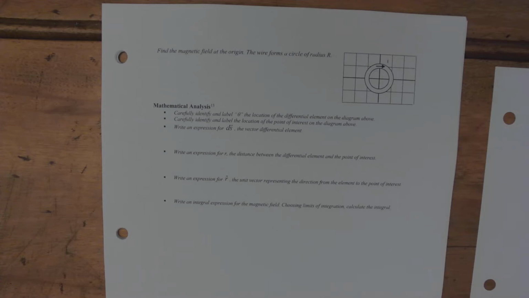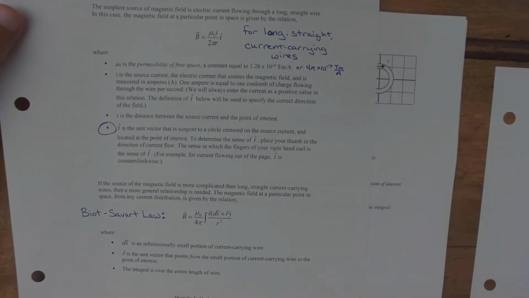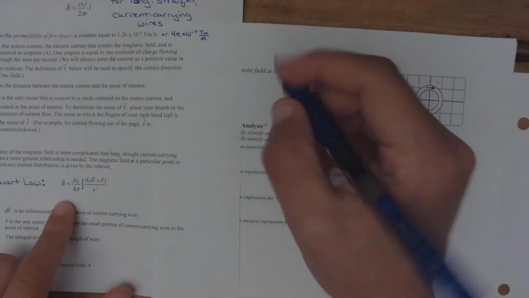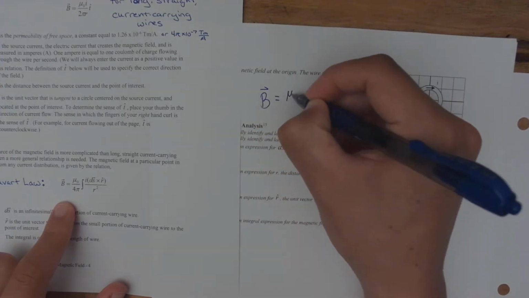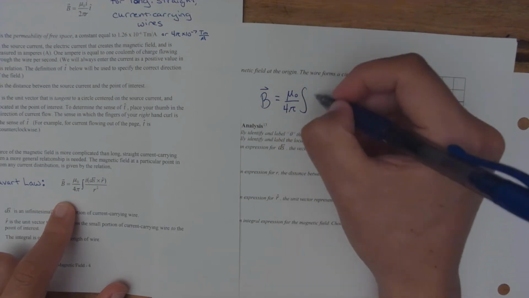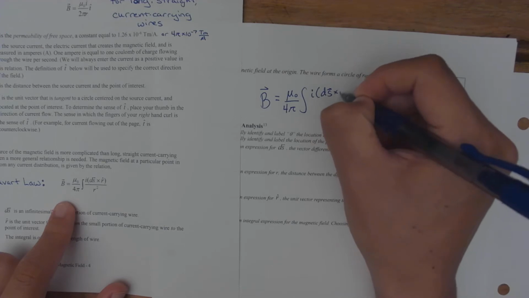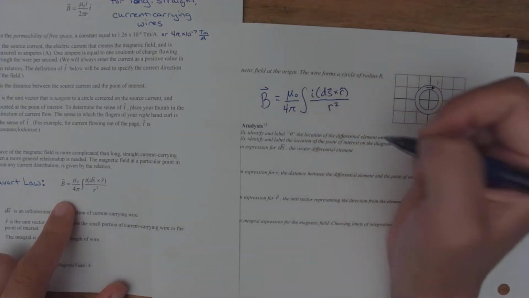Before we begin, let's just copy over the Biot-Savart law, which is what we're going to be using to solve the problem here. So we have the magnetic field is equal to mu naught over 4 pi, then I have the integral of I ds crossed with r hat divided by r squared.